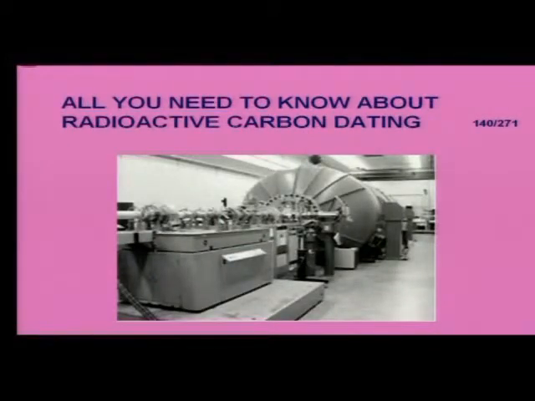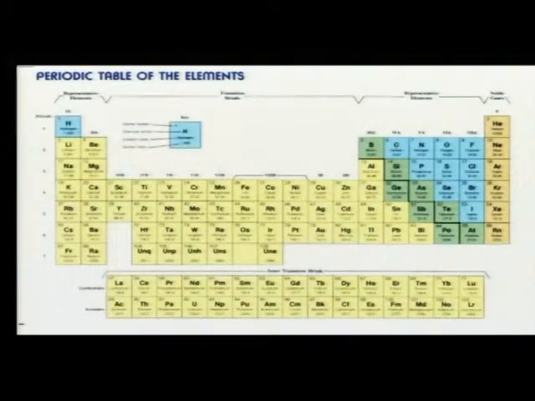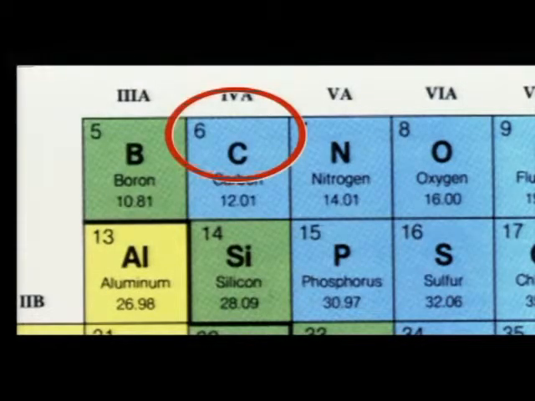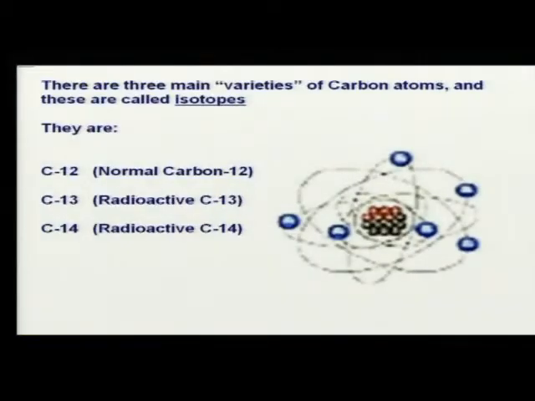The whole theory that the Shroud of Turin is medieval is based on radioactive carbon dating. And you need to know a little bit about carbon dating. You don't have to know a lot, you do have to know a little. Now there are 111 elements that we know about, and one of them is carbon. It's in position 6, and there are three types of carbon. There's the normal C12, which is normal carbon. Then there's two isotopes called C13 and C14.